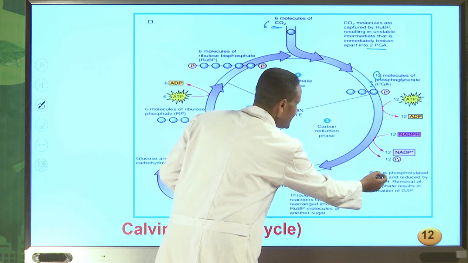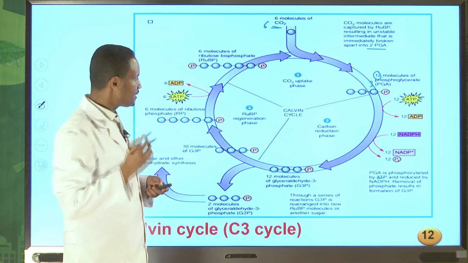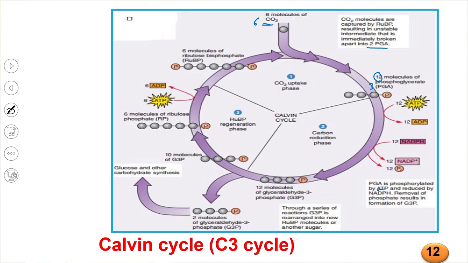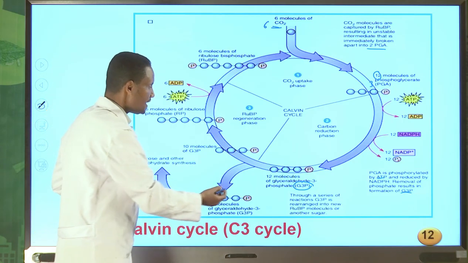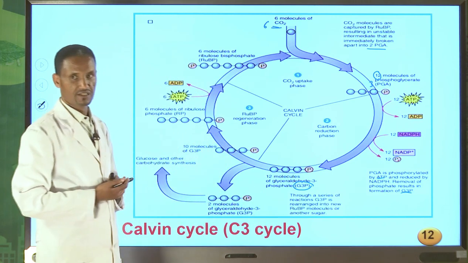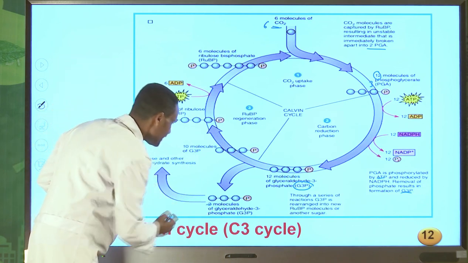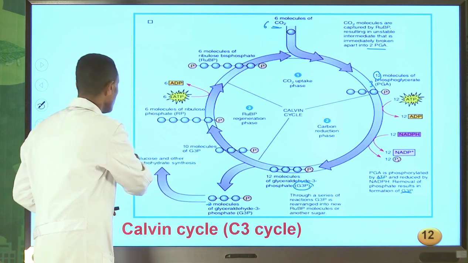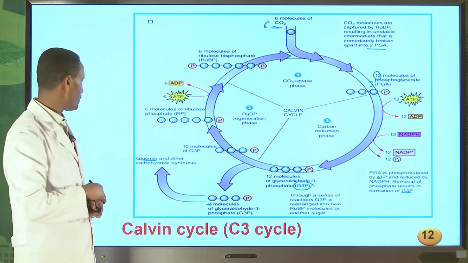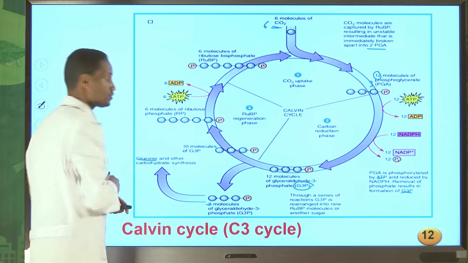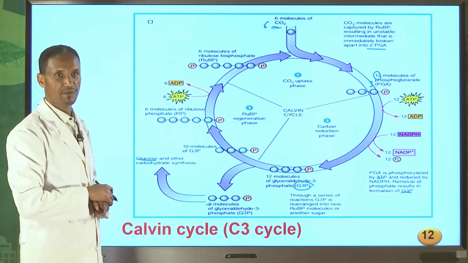Here, the phosphoglycerate is phosphorylated by ATP and reduced by NADPH. Then the removal of the phosphate results in glyceraldehyde 3-phosphate. Through a series of reactions, glyceraldehyde 3-phosphate is rearranged into new ribulose bisphosphate molecules or another sugar. From these 12 molecules of glyceraldehyde 3-phosphate, 2 molecules become important to produce a glucose molecule and other carbon compounds. This is the stage at which glucose or hexose sugar is produced by light-independent photosynthesis.